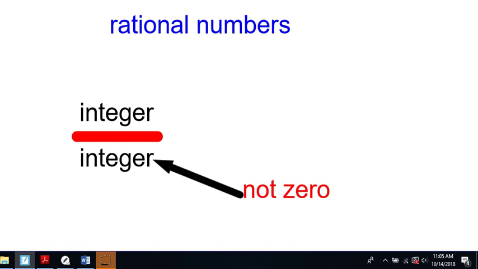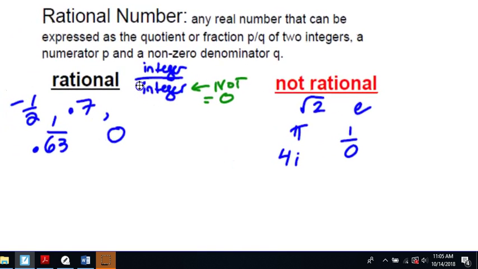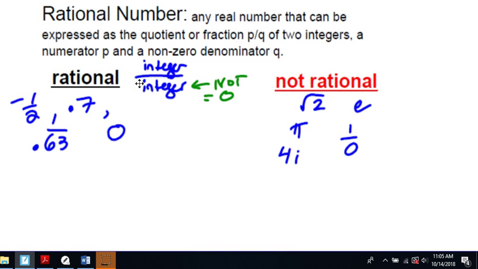So a rational number is a very specific type of number. I'm going to give you some examples here. So on the left side, you can see some rational numbers like -1/2. 0.7 can be made into 7/10. 0.63 can be made into 63/100. So all of these are considered to be rational numbers. 0 is a rational number. The key is I can't have 0 in the denominator.